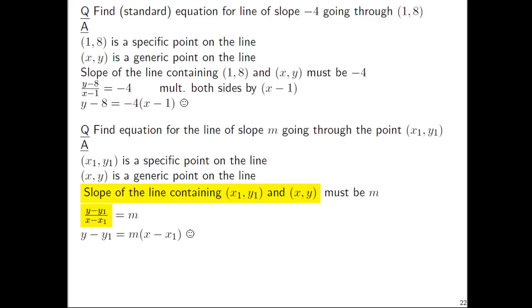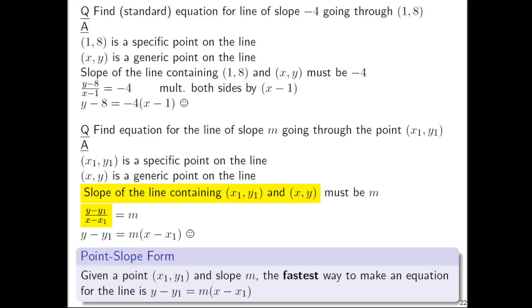Cool. We have actually discovered a thing that maybe you've seen before. It is called the point-slope form. So given a point (x1, y1) and a slope m, the fastest way to make an equation for the line is to write y minus y1 equals m times the quantity x minus x1. So what we saw up here in the Q&A is actually just the exploration. It's a convincing argument for why the formula for the point-slope form is y minus y1 equals m times the quantity x minus x1.